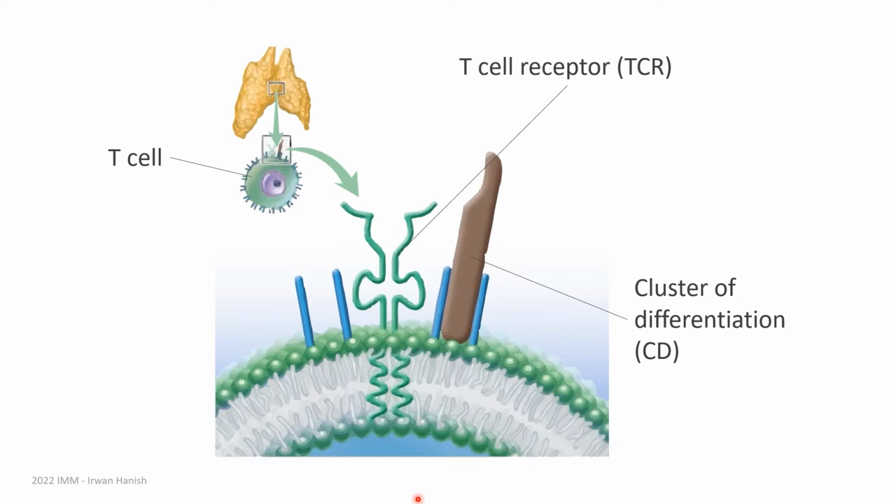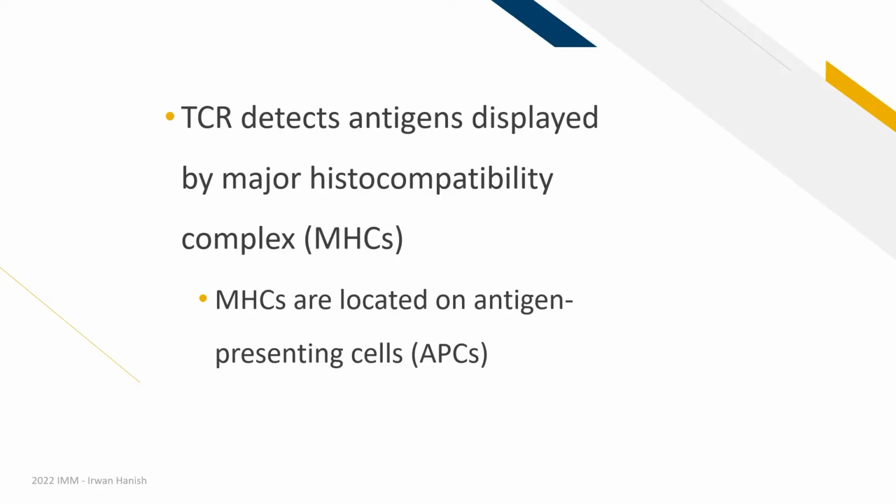Number two, the reason we find CDs often close to T cell receptor like this is they play the role of co-receptors. It means that at times your T cell receptor binds to the antigen, but that binding alone is not enough to activate T cell. To activate the T cell, you also need the CD molecules to bind at the same time. Now, what do the CDs bind to? They bind to MHC, major histocompatibility complex.